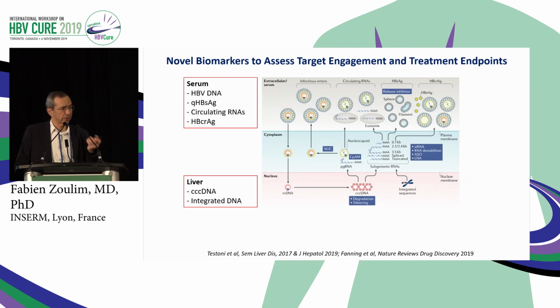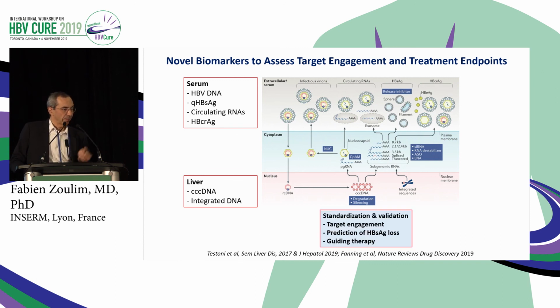Now, the last point is novel biomarkers. We've heard a bit in the previous session, and we will hear more in the next presentation. We will need novel biomarkers to assess target engagement and treatment endpoints. Here I've just shown the viral biomarkers, but we also really need immune biomarkers, and we just discussed that in the discussion. But for all these novel biomarkers, we still need standardization and validation. And there was a clear highlight that we need to show that these novel biomarkers would predict the HBs loss and would be helpful in guiding therapy.